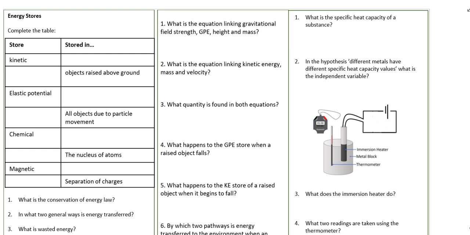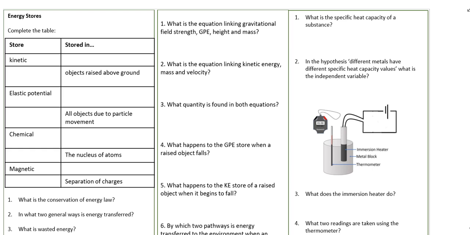These are the important questions. What is the conservation of energy law? In what two general ways is energy transferred? What is wasted energy? What is the equation linking gravitational field strength, GPE, height and mass? What is the equation linking kinetic energy, mass and velocity? What quantity is found in both equations? What happens to the GPE store when a raised object falls? What happens to the KE store of a raised object when it begins to fall?